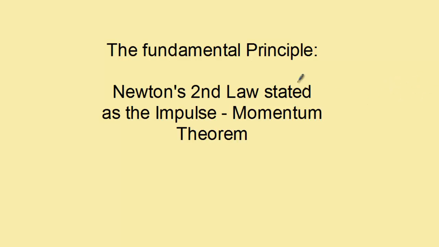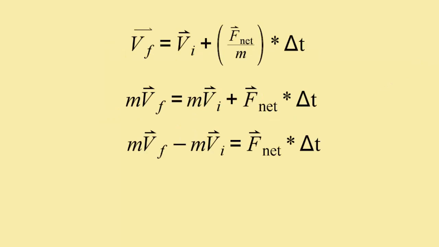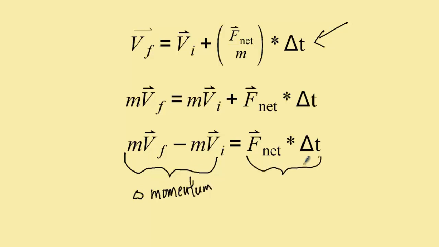In order to do that, I intend to apply Newton's second law, particularly as the impulse momentum theorem. Now, to explain how I'm going to do that, I want to start with Newton's second law, and by rearranging algebraically, I end up with an expression that gives me a change in momentum being equivalent to the impulse applied to the object.